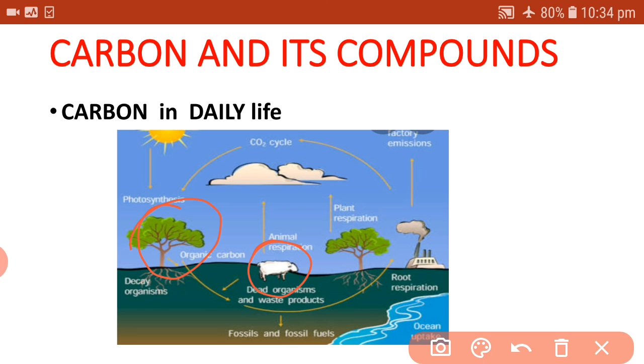When these plants and animals die and decompose, they produce fossil fuels like petroleum and diesel, and these fossil fuels are used in vehicles. When they undergo combustion, they produce carbon dioxide. So, carbon is present in different forms in the earth's crust.